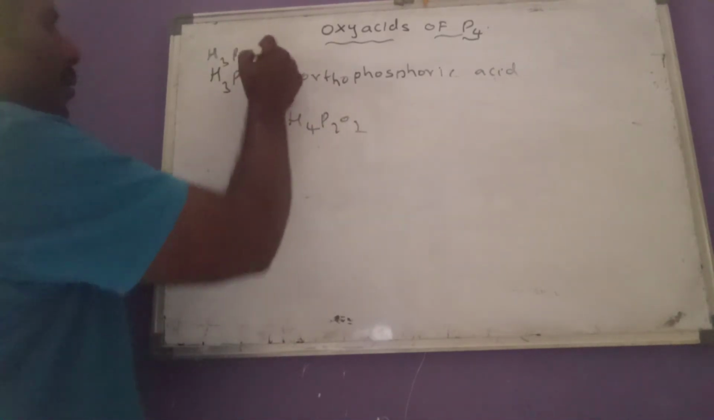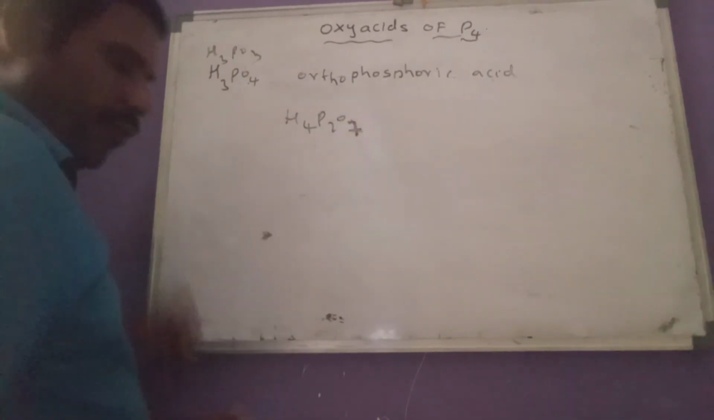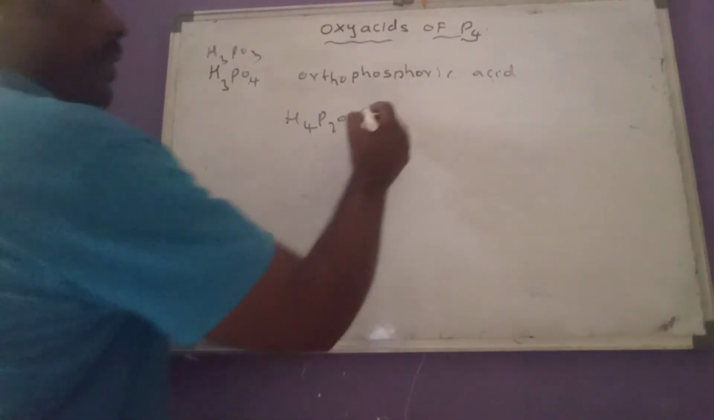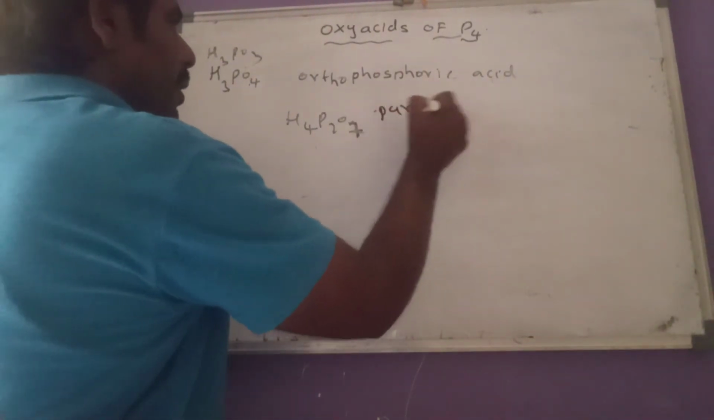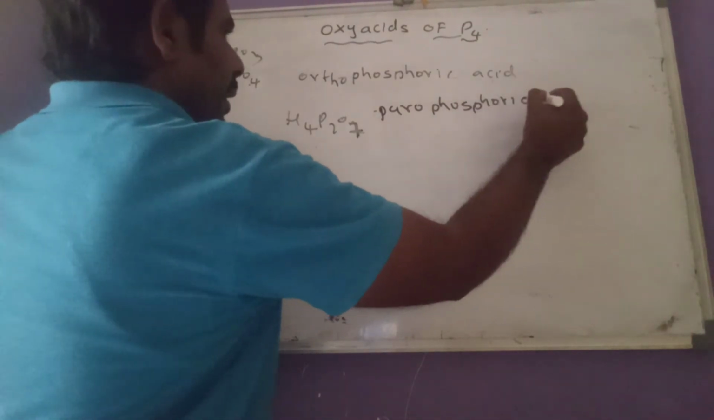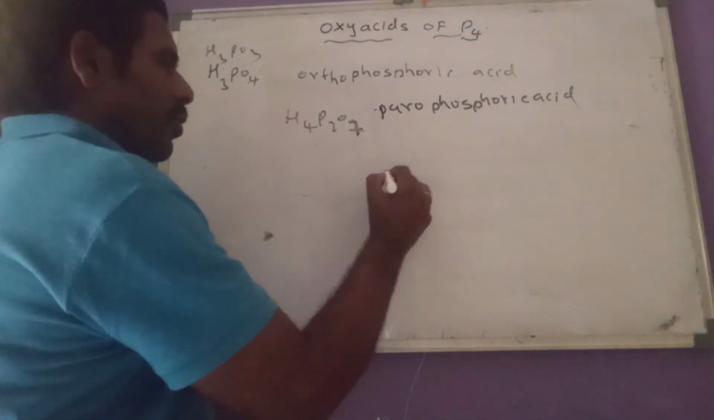H4P2O7. 3 plus 4, what can we get here? 7. So H4P2O7, what is its name here? Pyrophosphoric acid. And what is its structure? How to draw the structure?